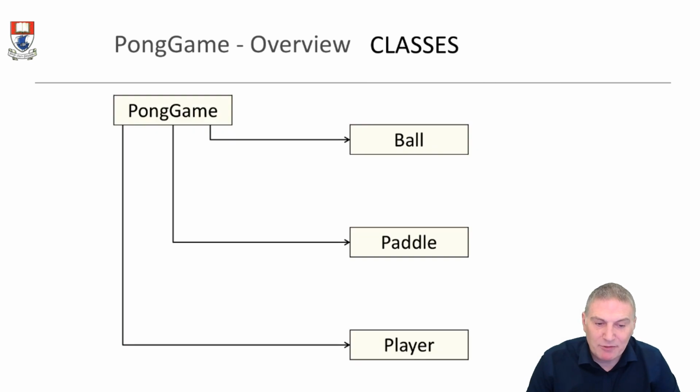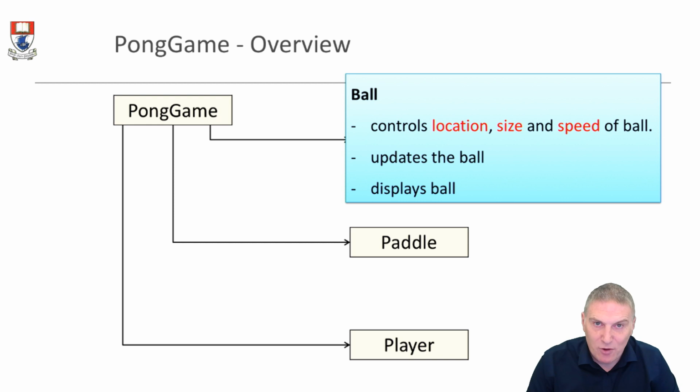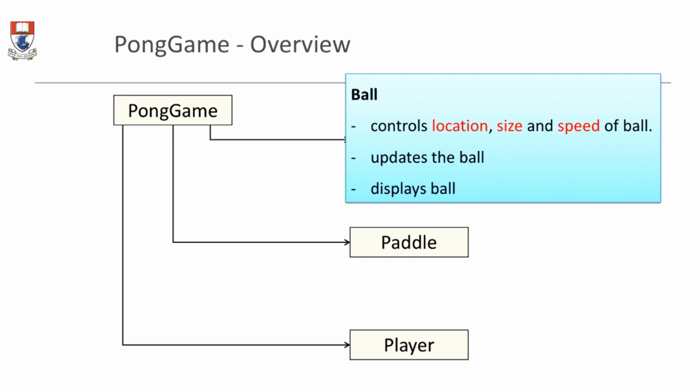So the Pong game, if we start thinking about it in terms of classes and objects, we have the Pong game itself, we have a ball class, a paddle class, and a player class. The Pong game handles setup and draw, starts the game, handles the player input, manages the collision detection between the ball and paddle, and then ends the game and outputs the player stats.